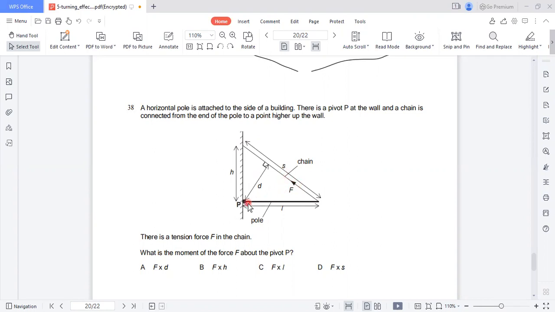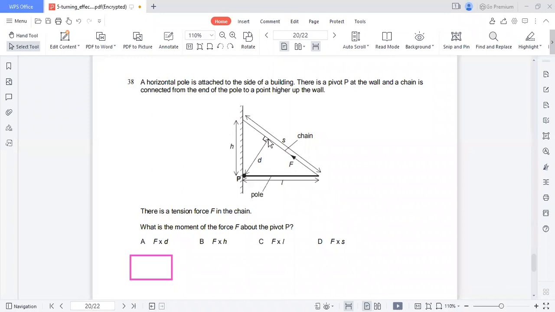Now, from the pivot to the chain, this is the distance, and the tension force is in this direction. Because both are perpendicular to each other, multiplying the force by this distance gives the moment. So this is the moment of the force F about the pivot point P.